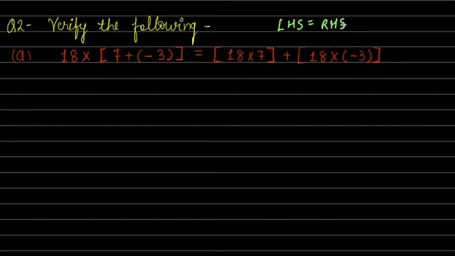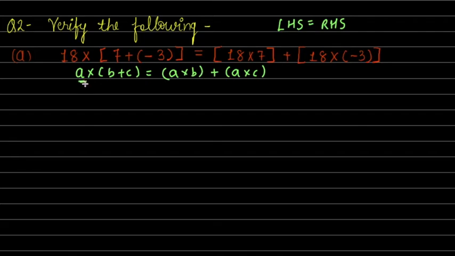So that is what you have to do in the verification. Okay, so I will be taking both the sides parallelly. 18 into 7 plus minus 3. So if you see here, this is basically given in the form of the distributive property. What is your distributive property? A into B plus C is equal to A into B plus A into C.